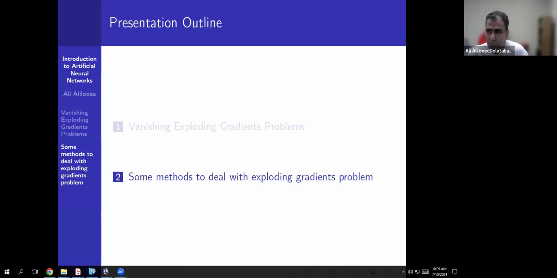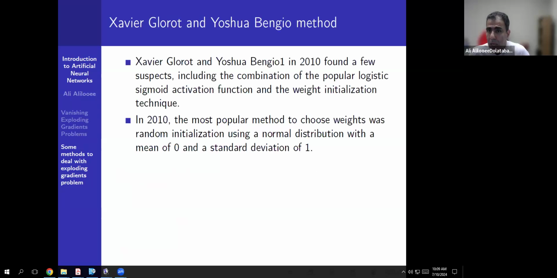We want to see a little bit about the progress that we reached in 2010. In 2010, a very important paper was published by two giant names in the field, Yoshua Bengio and Xavier Glorot. What they did included the combination of the popular logistic sigmoid activation function and a weight initialization technique. In 2010, the most popular method to choose weights was random initialization using a random distribution with a mean of 0 and a standard deviation of 1.